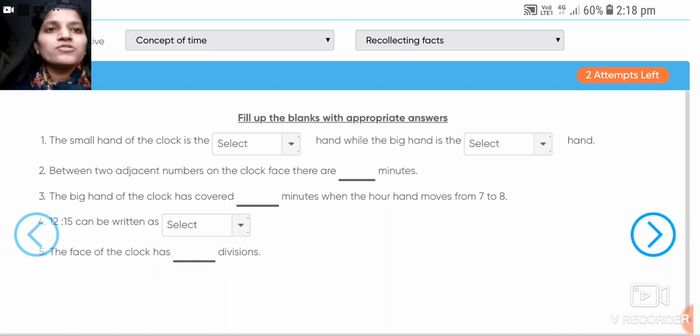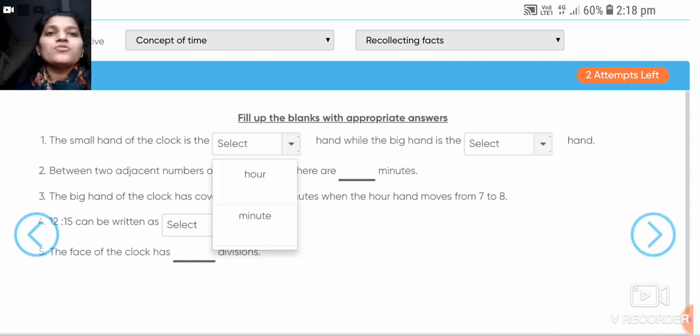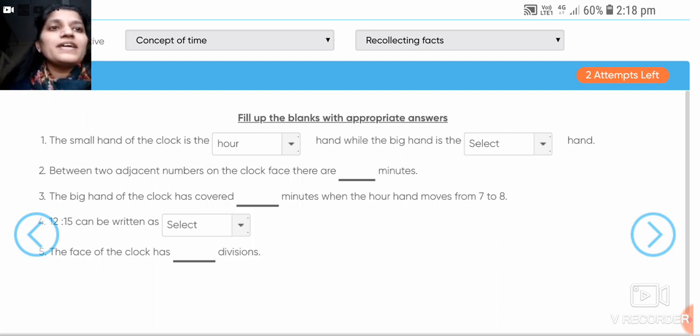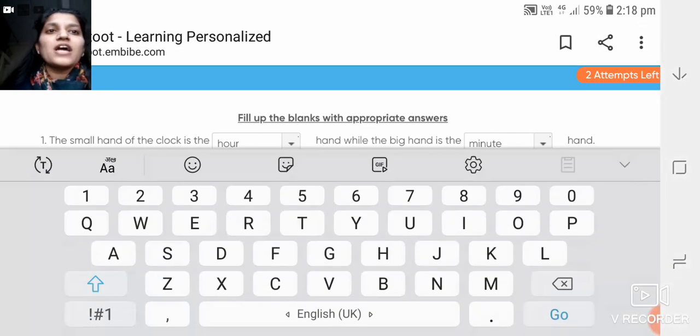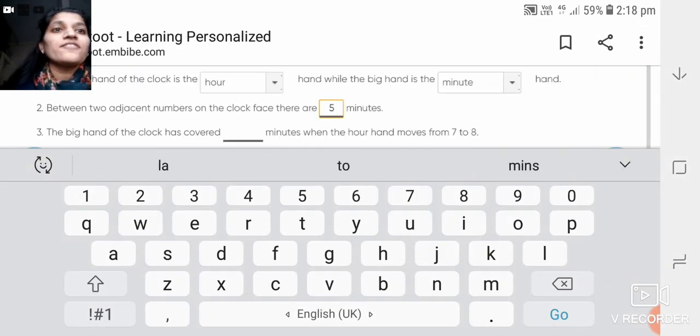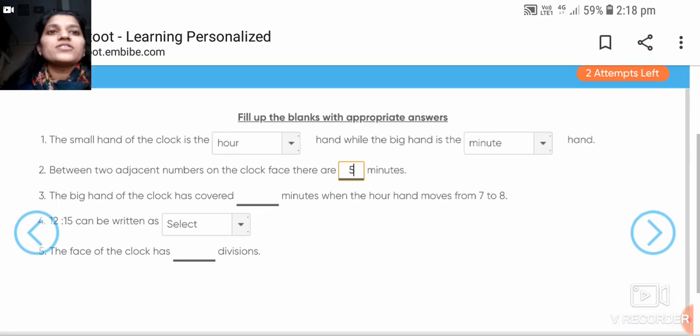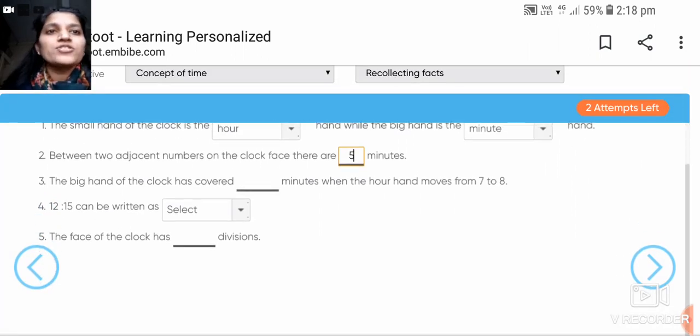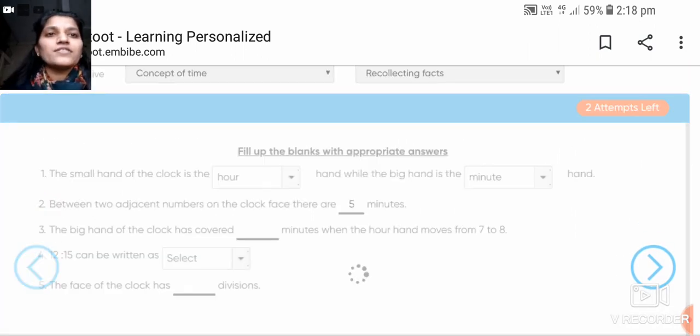I'm going to show you one question so that you can solve the other questions. The small hand of the clock is the, so students, we know that the small hand of the clock is hour, while the big hand is the minute, right? Between two adjacent numbers on the clock face there are dash minutes. How many minutes? We know that there are 5 minutes. So like that students, you are going to solve all the questions, and you are going to check the answers.